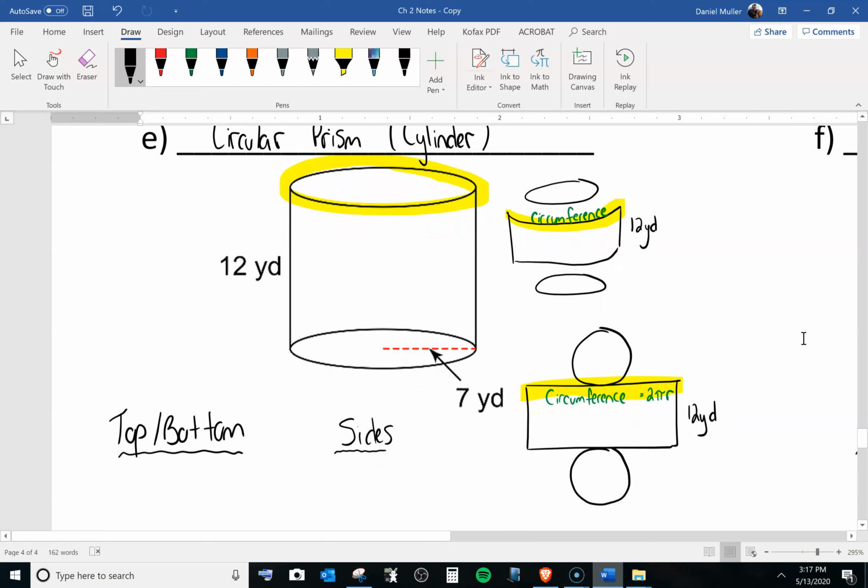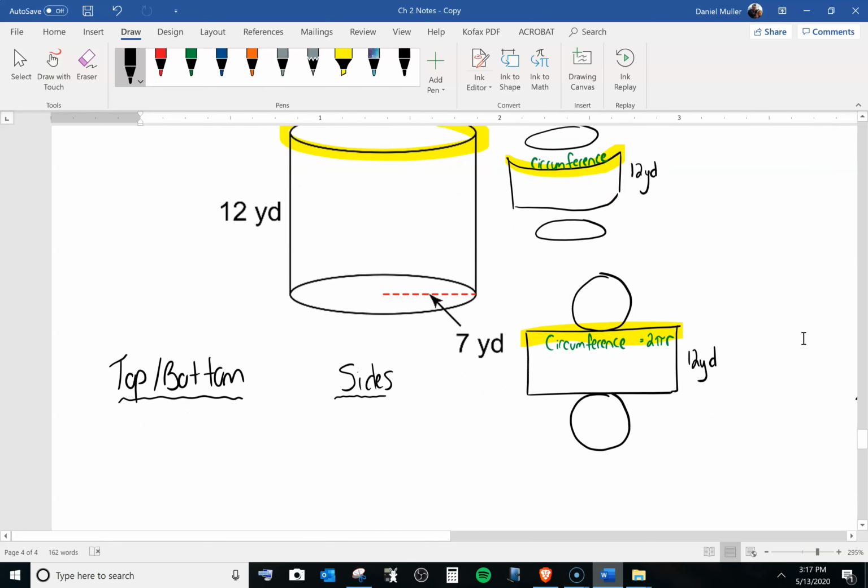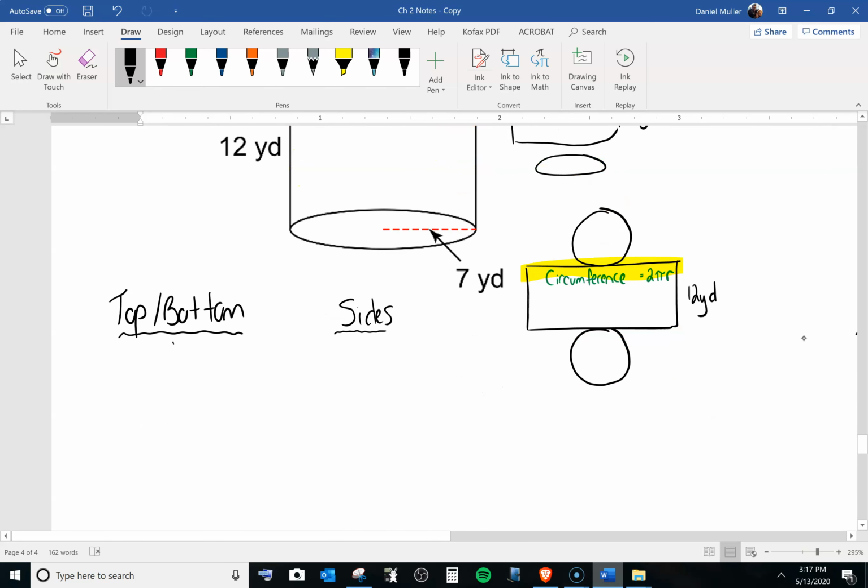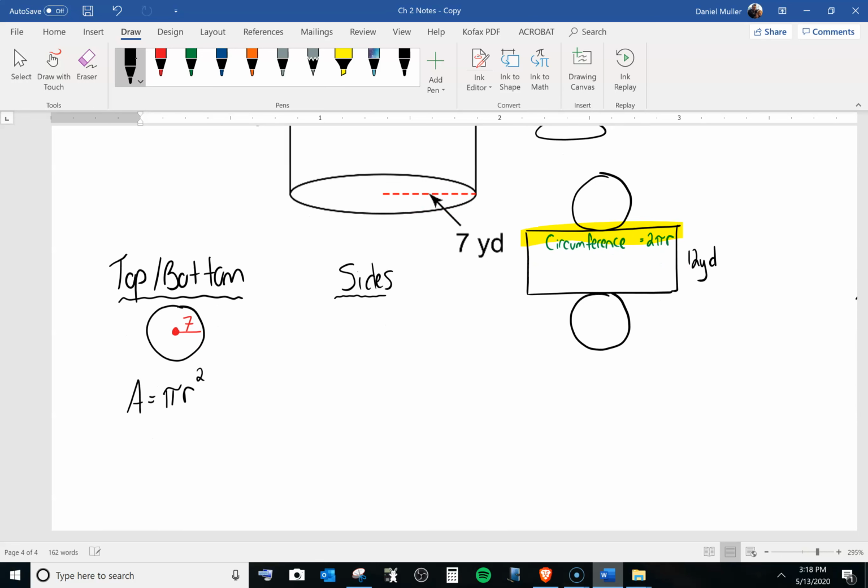Okay, so the top and bottom, those are circles. Those are our circles there. And we have a radius of 7. It tells us that this distance here is 7 for our circle. I'm going to try to draw a bit of a nicer circle, if that's even possible. And we're going to need to find the area of that. So area of a circle is pi times the radius squared, which you're going to have memorized.